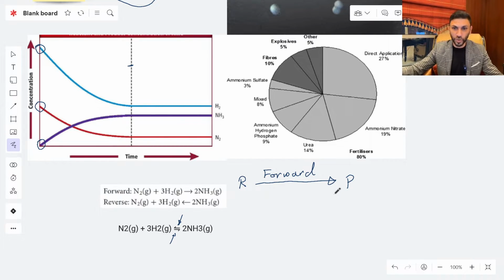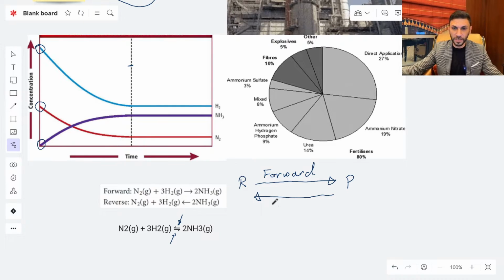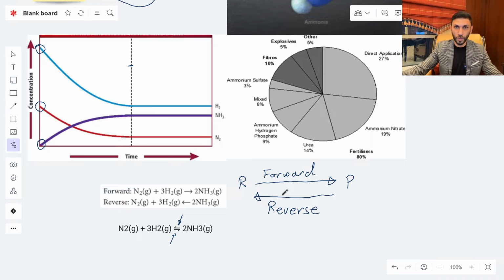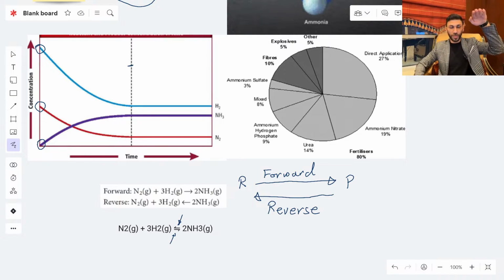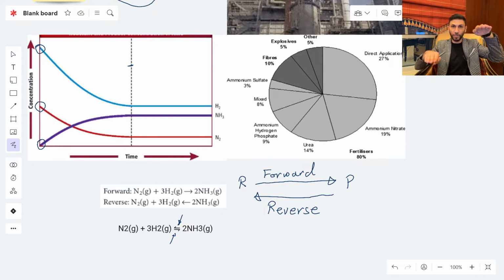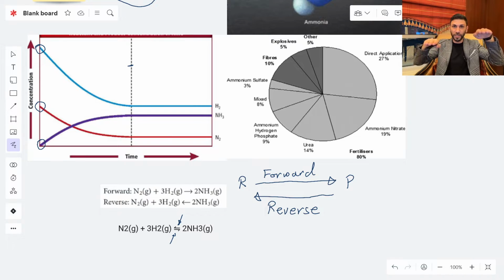And from the products, when they decompose or react again to reform the reactants, we call it the reverse reaction. So, products or reactants, we start from the highest concentration, as you can see, and they start to be reduced, and the products are forming. They start to be formed all the way like this, and then the products start to decompose, or the products will react again to give the reactants.